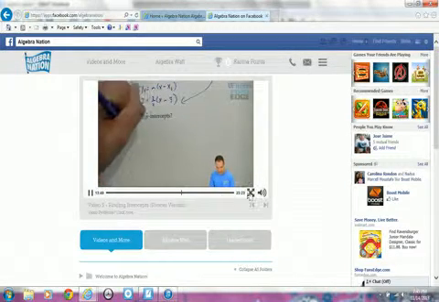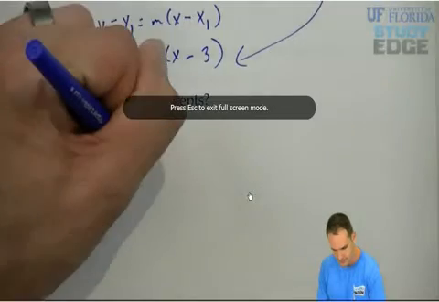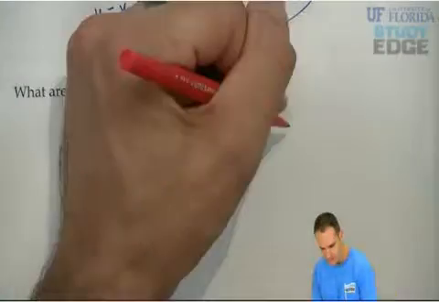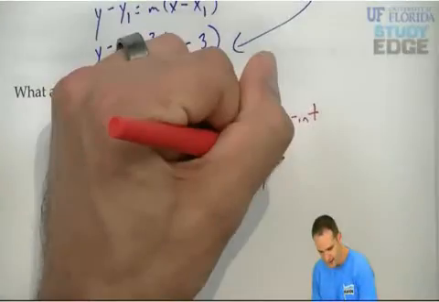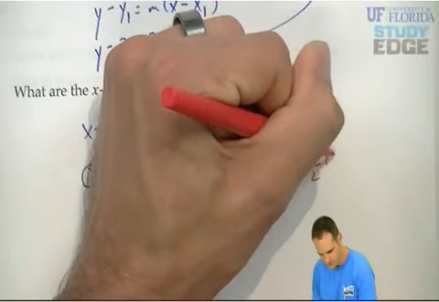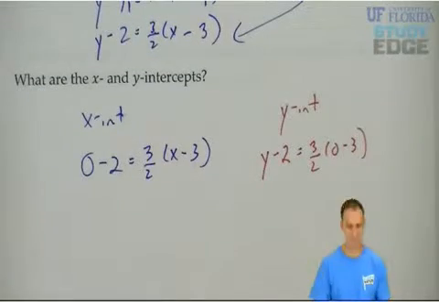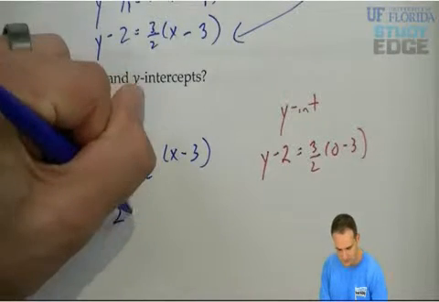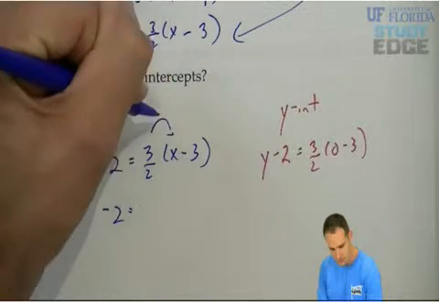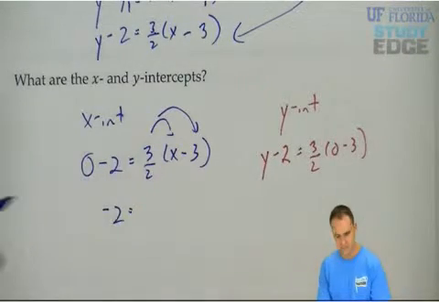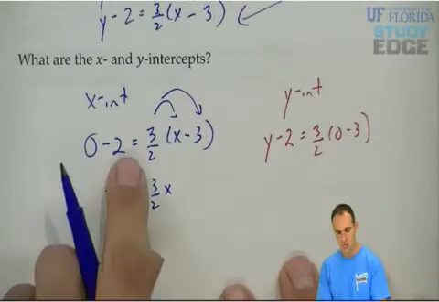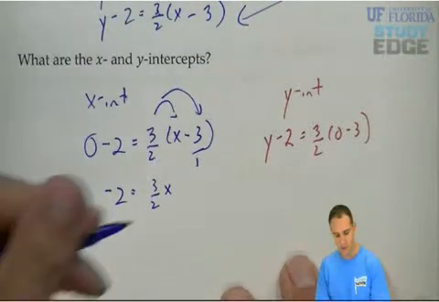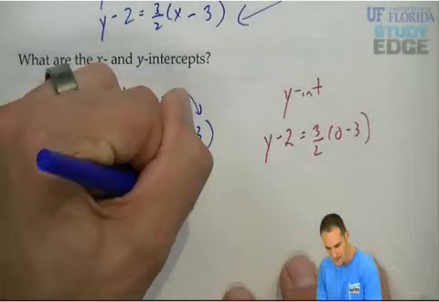Find an x-intercept, you plug in a 0 for y. For a y-intercept, you plug in a 0 for x. And you solve. So here we go. On the left-hand side, 0 minus 2 is negative 2 equals. Distribute 3 halves to each one of these. 3 halves times x is 3 halves x. 3 halves times negative 3, that's negative 3 over 1, which means you multiply the numerators together and you multiply the denominators together.